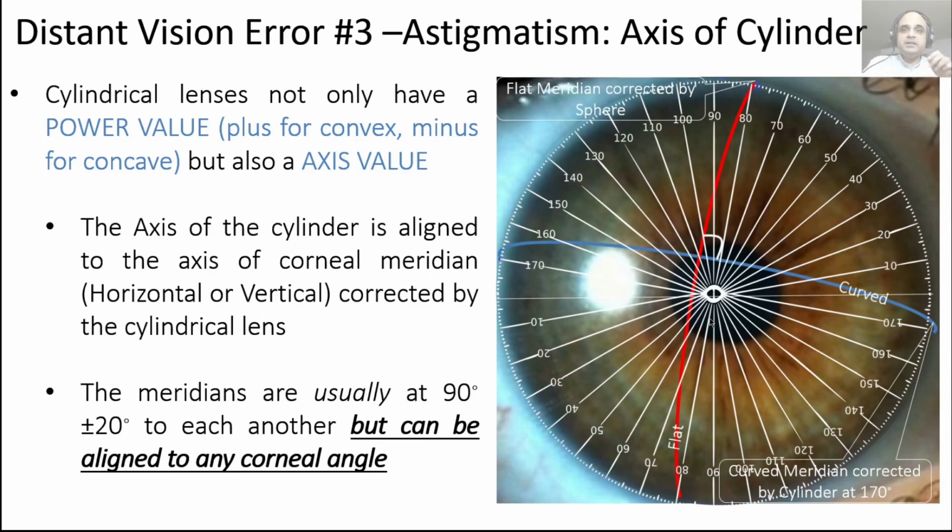That is why we need to specify the axis value of the cylinder, because the person who is going to be making the spectacles, the optician, should know where the cylindrical lens has to be aligned so as to produce a stigmatic or a single image. So a cylindrical lens has an axis value in addition to a power value.